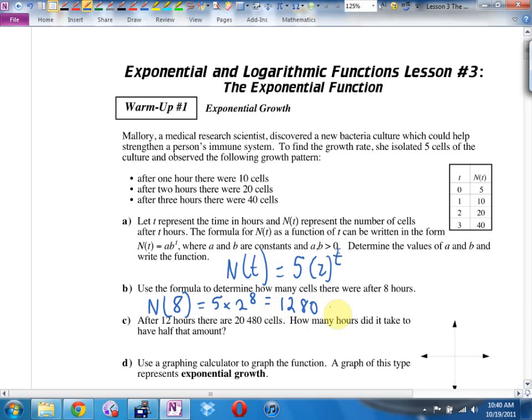C. After 12 hours, there's 20,480 cells. How many hours did it take to get half that many? After 12 hours, there's 20,480. How many hours did it take to get half that amount? You guys are smart. Every year I have a bunch of kids that say, 6. No. 11, because if it doubles every hour, it had half as many 1 hour ago. 11.